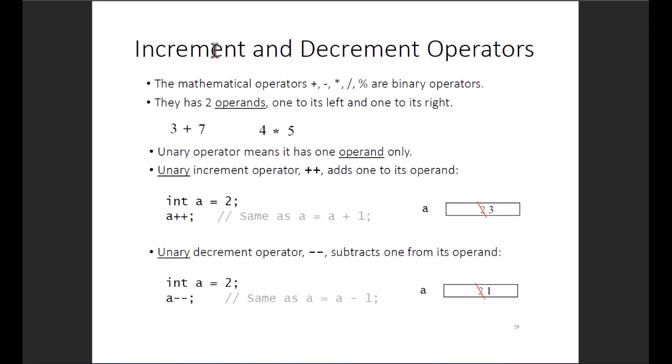Now increment and decrement. A plus plus and A minus minus. You see, A plus plus is the same as A equal A plus 1, means add 1. A minus minus is the same as A equal A minus 1, means just remove one item. You can write it as A plus equal 1. It would be the same, you see. A is equal to A plus 1, or A plus equal 1, or A plus plus. They are all the same.